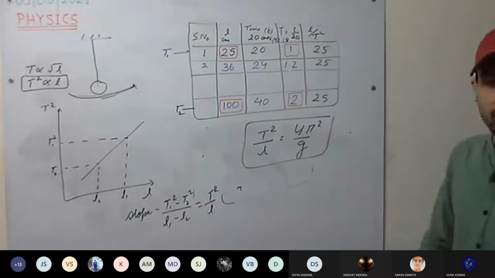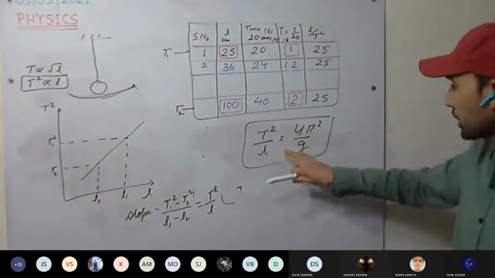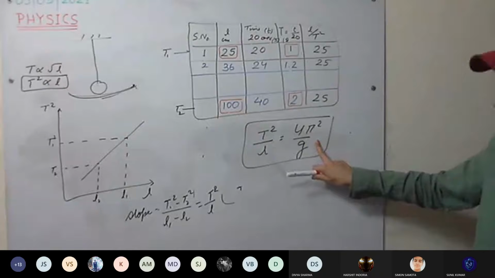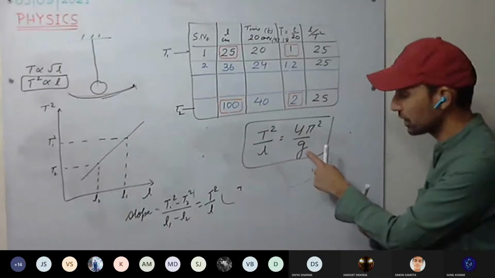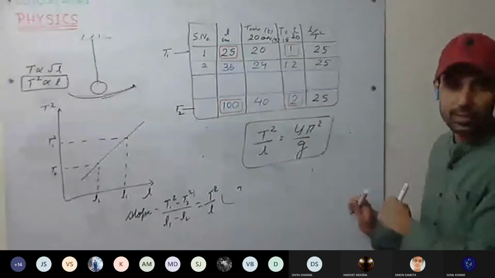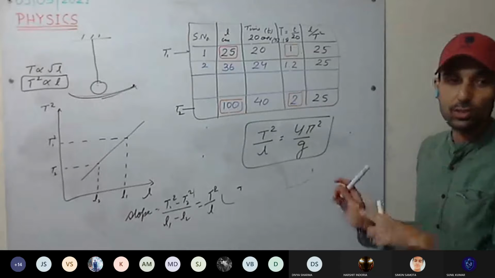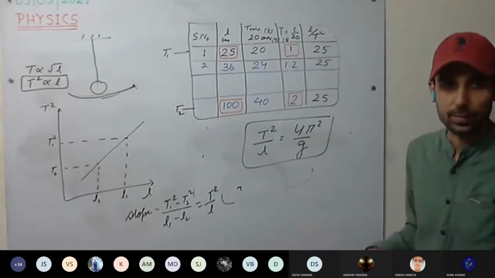Okay. This value has been calculated. So this slope is found to be constant at a place and is equal to 4 pi square upon g. Because from place to place, this g varies. g is acceleration due to gravity, and we'll be discussing acceleration in more detail in the next chapter. What do you mean by acceleration due to gravity?